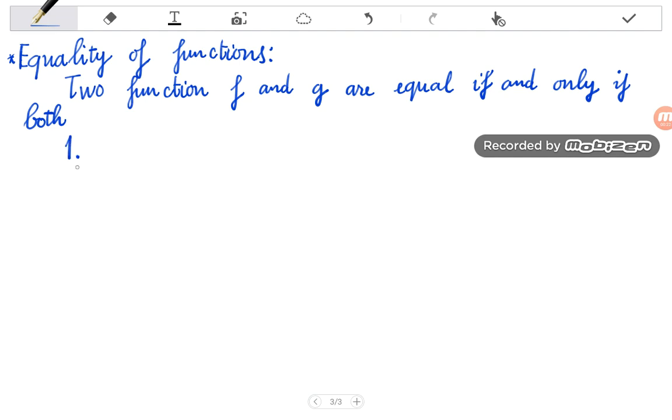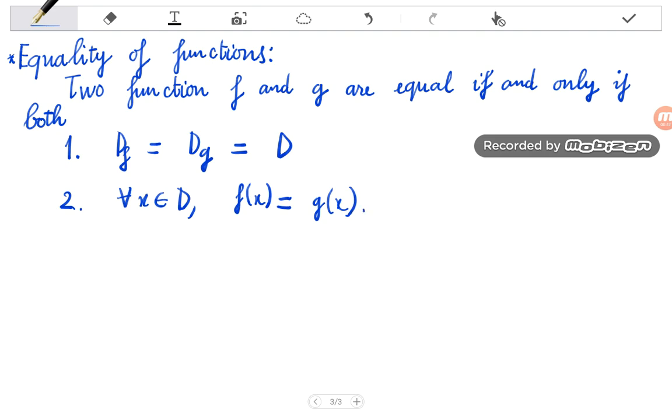Thus, the domain of f equals the domain of g, and we call this set D. The second, for all x in D, the value of f at x equals the value of g at x. If these two conditions are satisfied, we have f equals g. Okay.